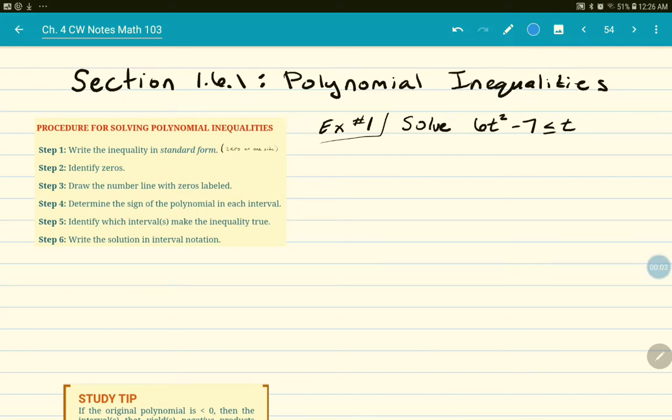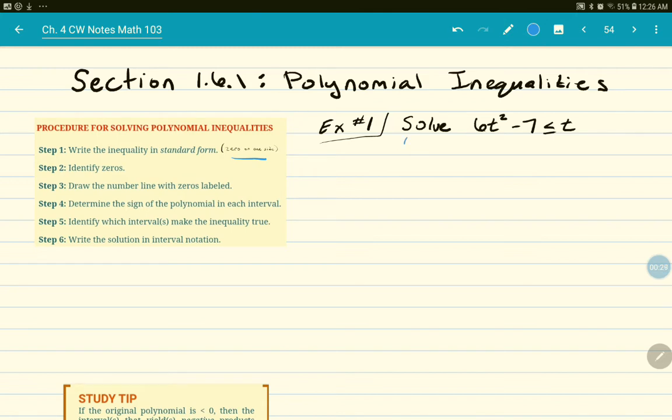1.6.1, we're looking at polynomial inequalities. So I have a 6-step procedure here from your textbook, and we're going to walk through some examples using that process. So step 1, we're going to write the inequality in standard form. So we're looking at quadratics or polynomials. Standard form, we want all the values on the left, so we have 0 on the right side, and we have it in descending order.